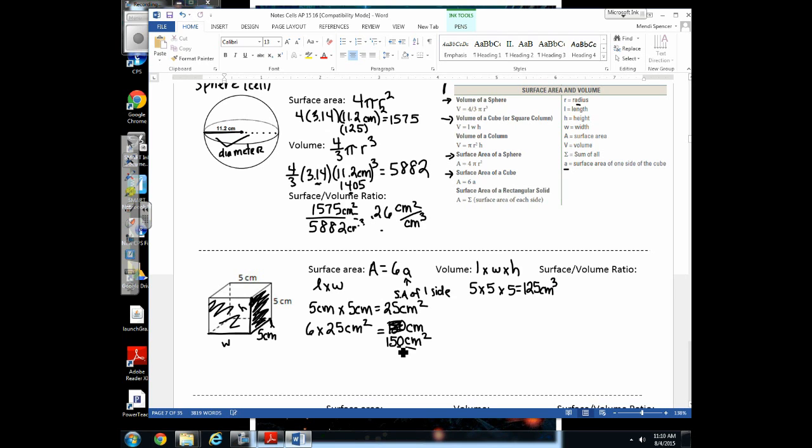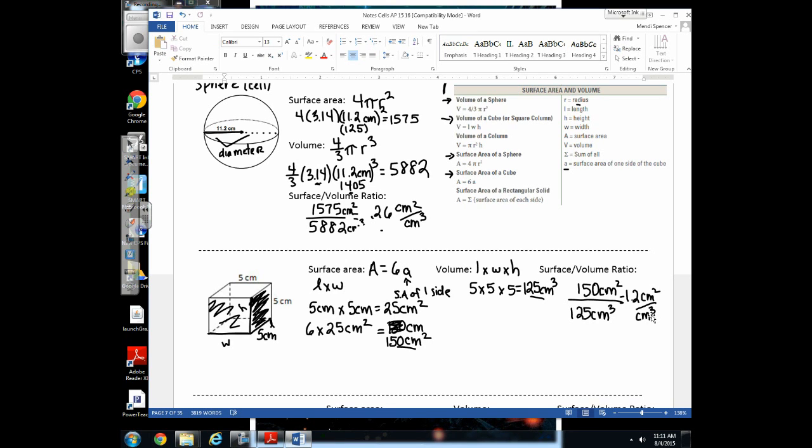So now that we have our surface area and we have our volume, we can calculate the surface to volume ratio. 150 centimeters squared divided by 125 centimeters cubed gives us 1.2 centimeters squared per centimeters cubed.